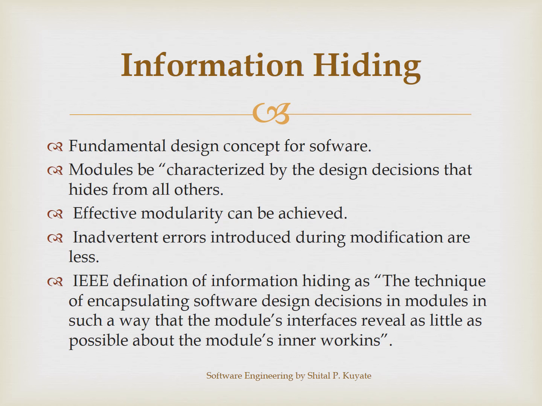Modules should be specified and designed in such a way that the data structures and processing details of one module are not accessible to other modules. They pass only that much information to each other which is required to accomplish the software functions. The way of hiding unnecessary details is referred to as information hiding. IEEE defines information hiding as the technique of encapsulating software design decisions in modules in such a way that the module's interfaces reveal as little as possible about the module's inner workings. Thus, each module is a black box to the other modules in the system.